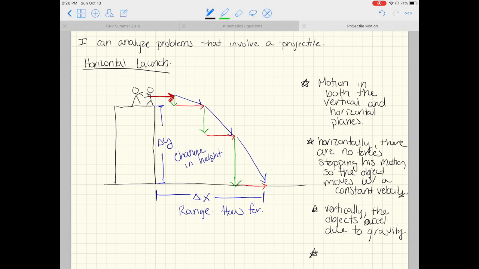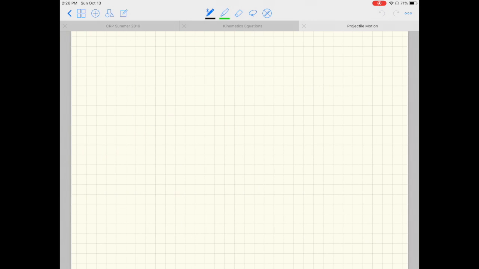What's the same, however, is time. Time will be the same in both the horizontal and vertical motions. So even though they are different and they behave differently, the object is in the air for the same amount of time. So as long as it's in the air, it's also going to move to the right in that same amount of time. So how do I use this information to solve a problem that is launched horizontally? So let's look at an example.